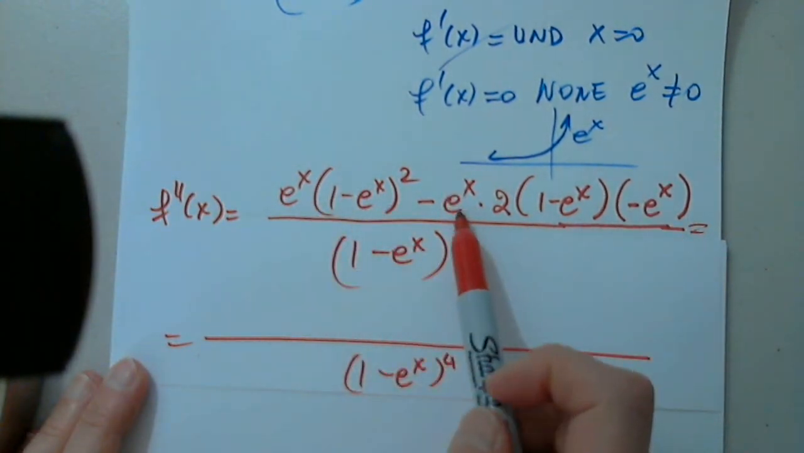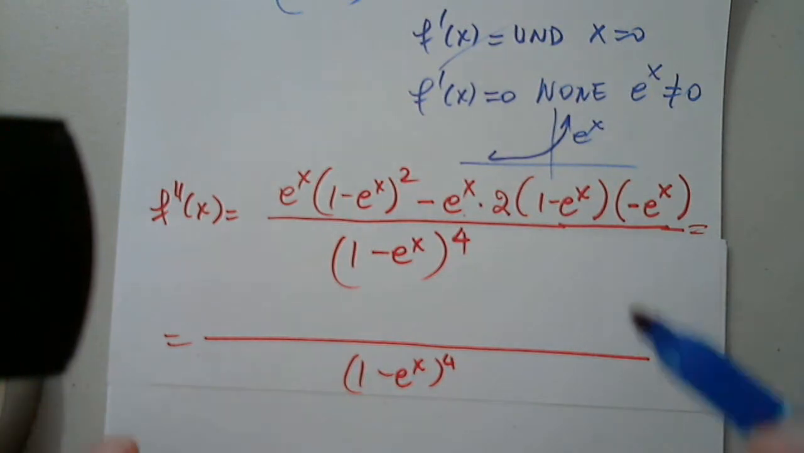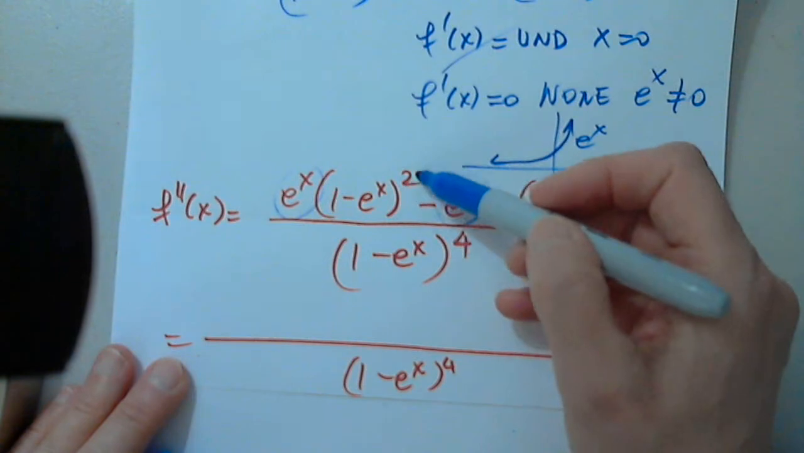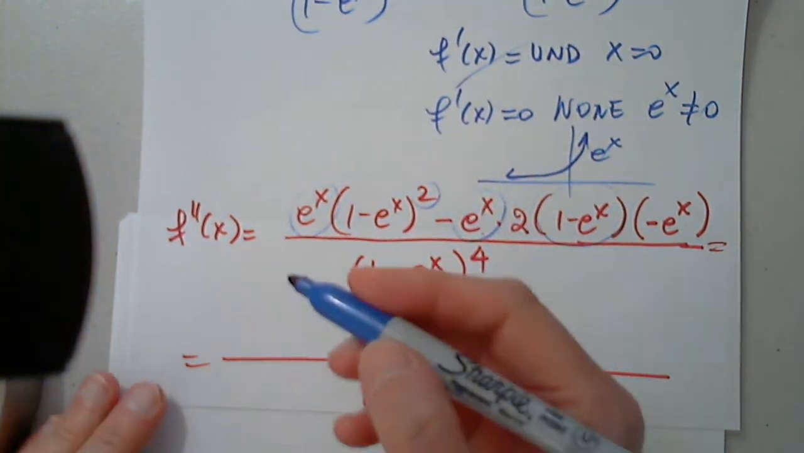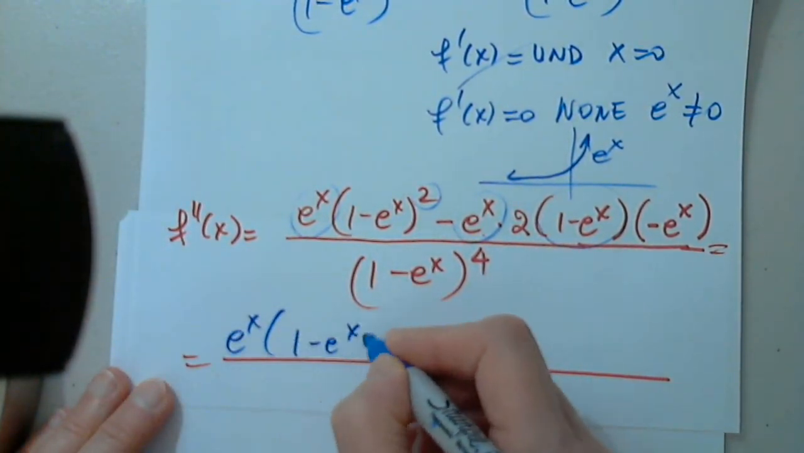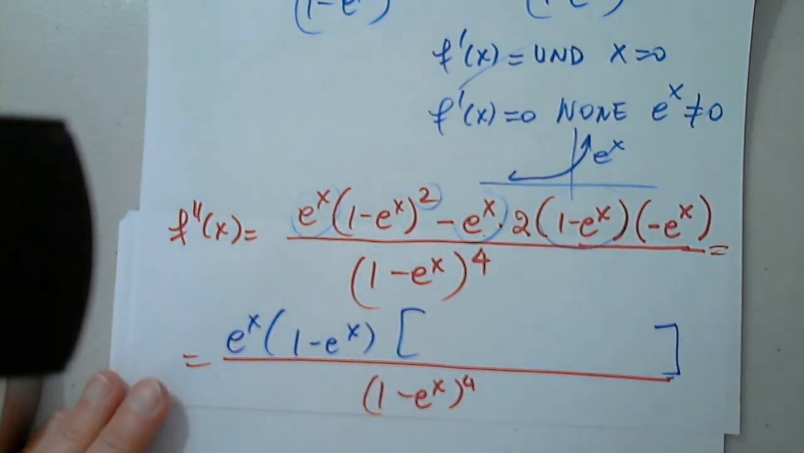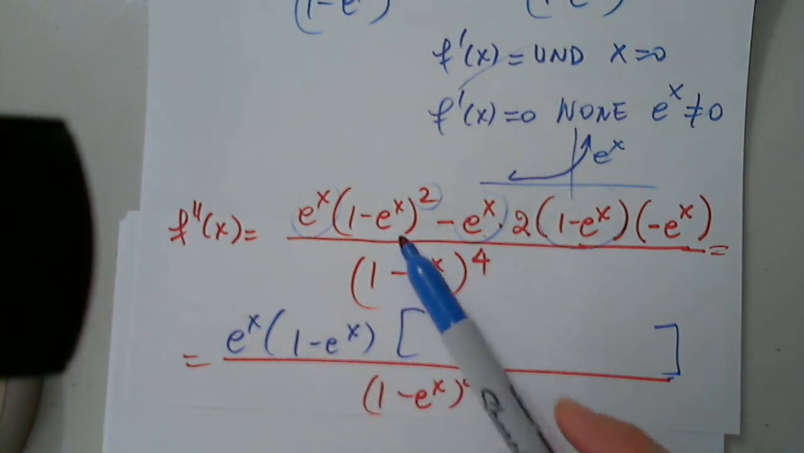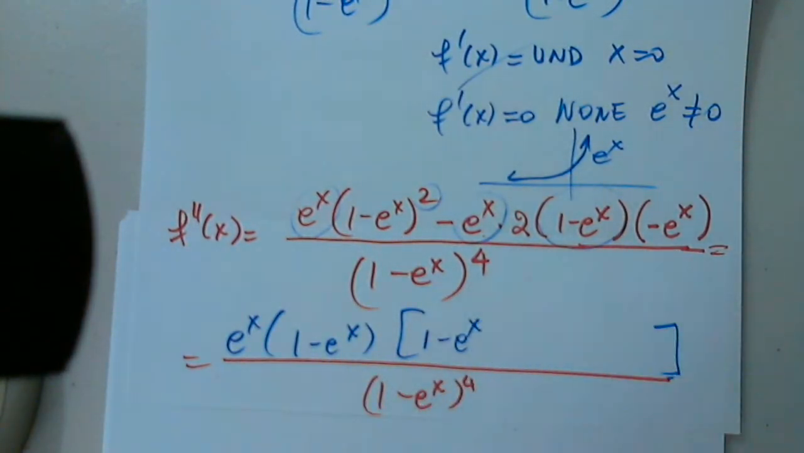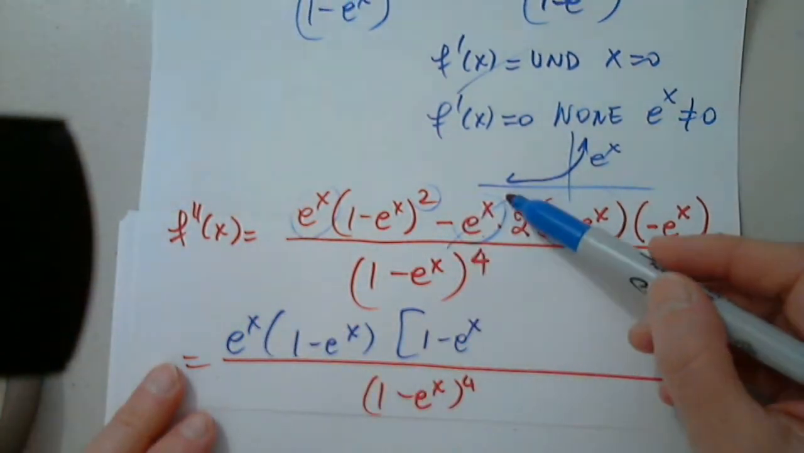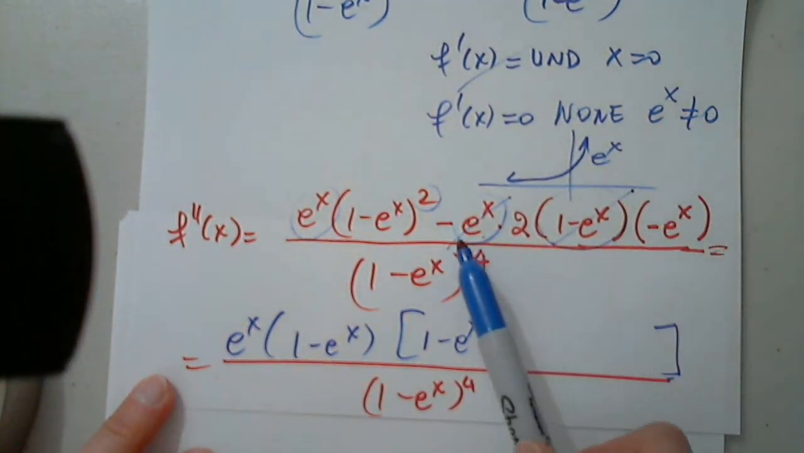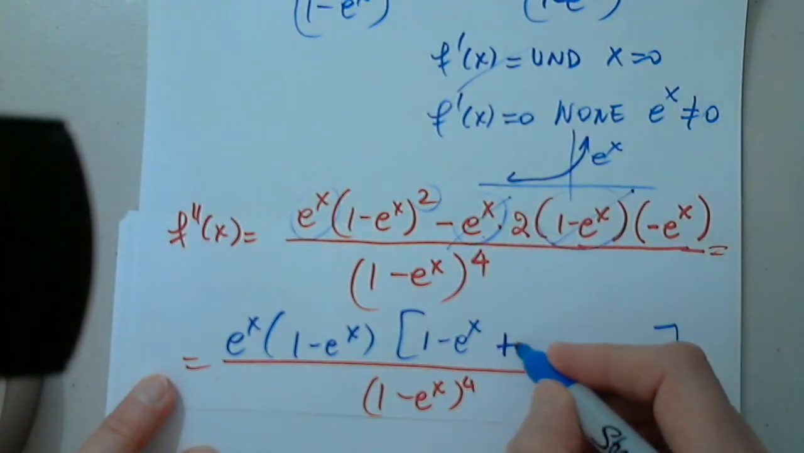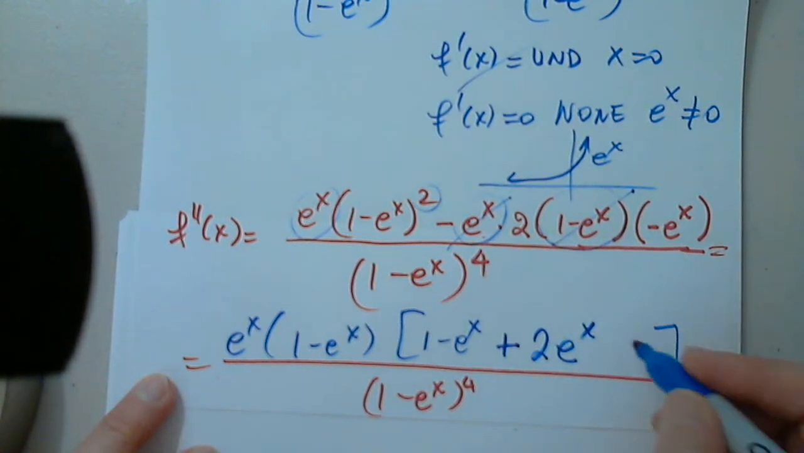I will factor out an e to the x. So I will factor out this and one of these. So e to the x and 1 minus e to the x. E to the x is out, one of these two is out, but one of them is left in. This is out, and now careful, negative 2 multiplied by negative e to the x. So it's positive 2e to the x.